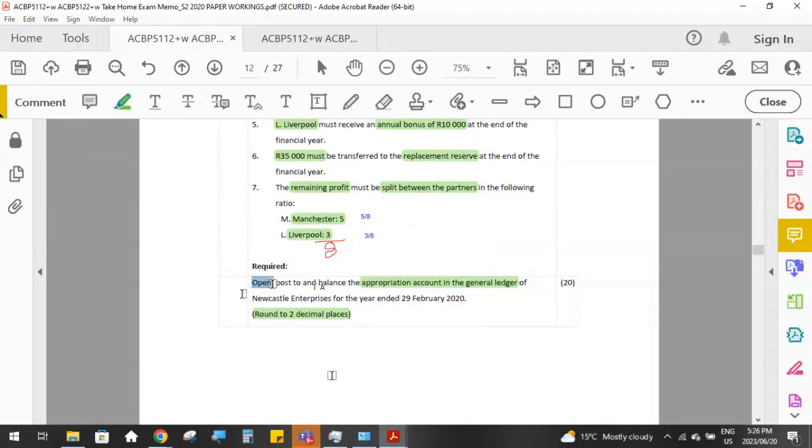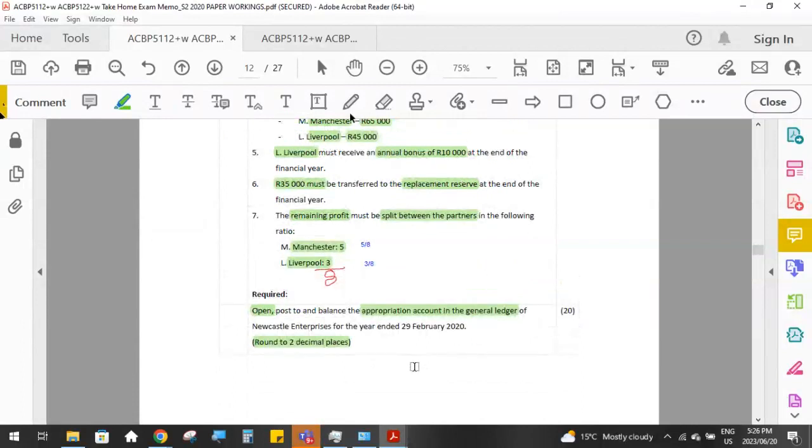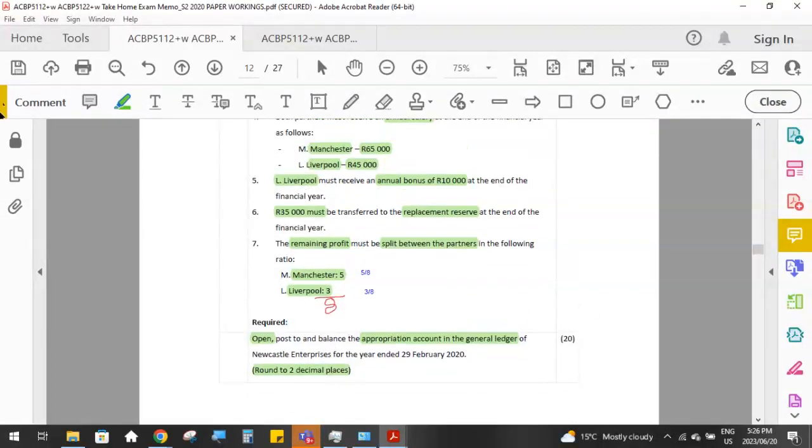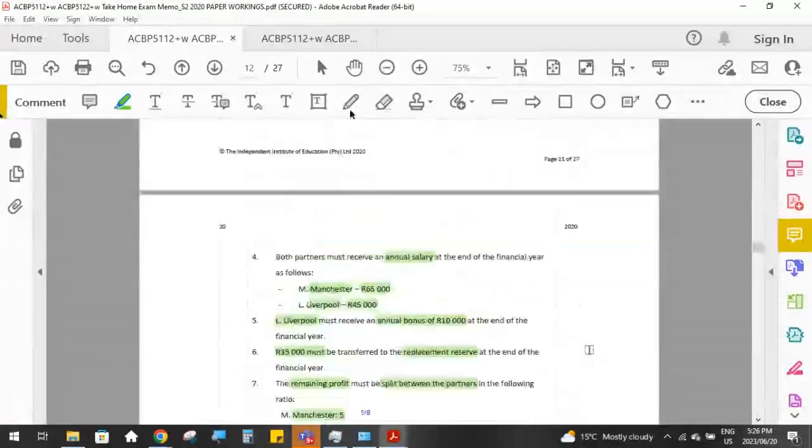So take note, we must open, which means we must open the account. We must start it with its opening balance, or not the opening balance. You'll see when we do the account how we open it. We open it by transferring the profit out of the profit or loss account and into the appropriations account. And then post 2 will be recording all of these interests on capital and current, the salaries, the bonus, etc., and then balance the account. And this is for 20 marks, so you've got 20 minutes to do this.